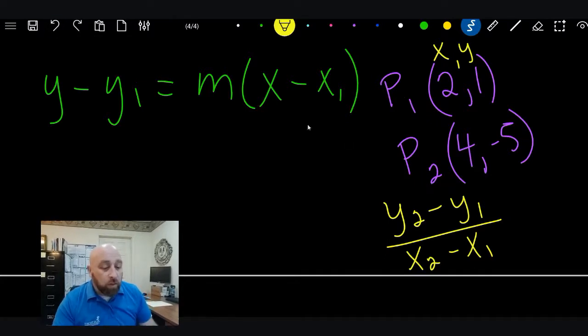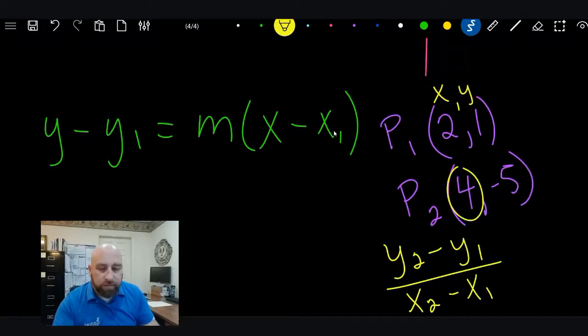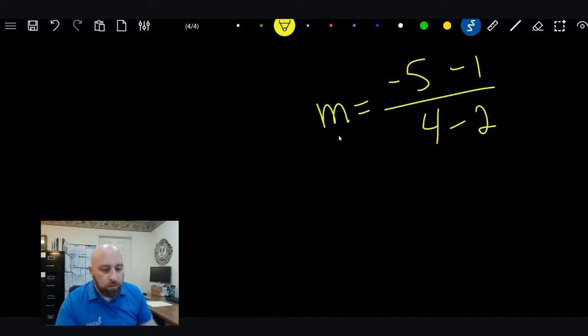So the y2 would be negative 5 minus 1, negative 5 minus 1 over. The x2 is the 4 and the minus 2. So it would be 4 minus 2. So again, we're finding out our slope. This is m equals, slope equals. What is negative 5 minus 1? That's a negative 6 over 4 minus 2 is 2.